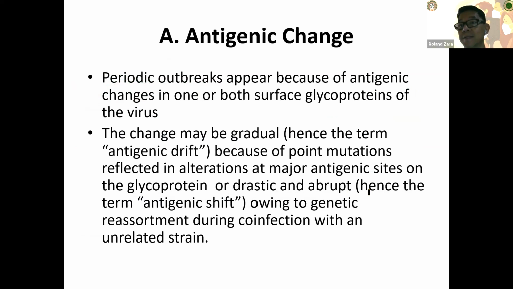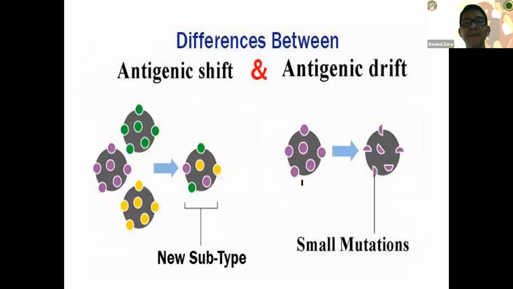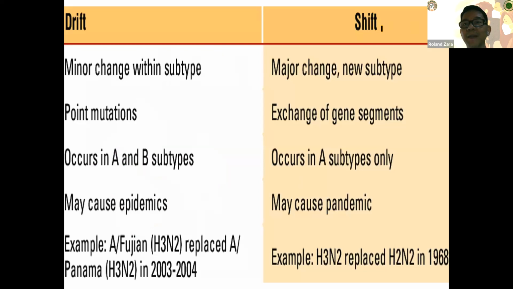Okay, so antigenic changes, so we have what we call your drift, okay, and we have what we call your shift. If it's drift, it's usually minor, or you have point mutation. Shift is usually drastic and abrupt. So this is the difference between your antigenic drift and antigenic shift. So minor change, major. There's usually point mutation. There's exchange of gene segments.